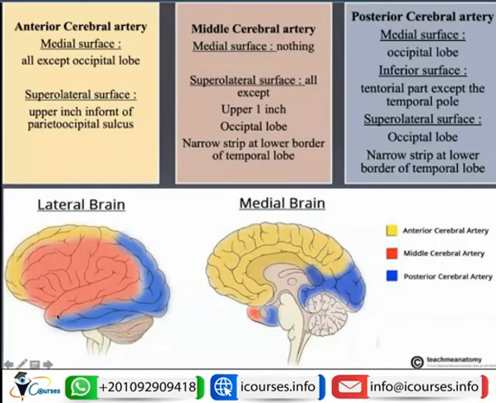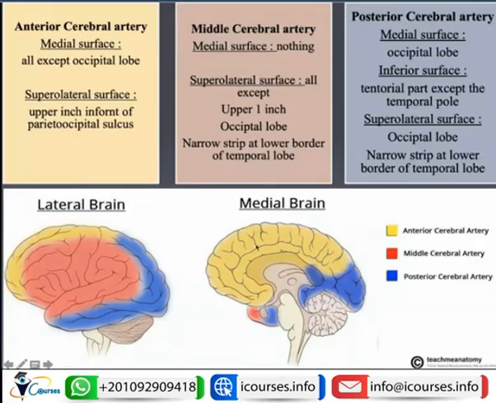This is the lateral section of the brain, and this is a medial section of the brain. The anterior cerebral artery will supply the areas in yellow. In the medial brain, it will supply all the medial surface except the occipital lobe. In the superior and lateral surface, it will supply a strip, about 1 inch in front of the parieto-occipital sulcus. Here is the parieto-occipital sulcus, and all this strip is supplied by the anterior cerebral artery.